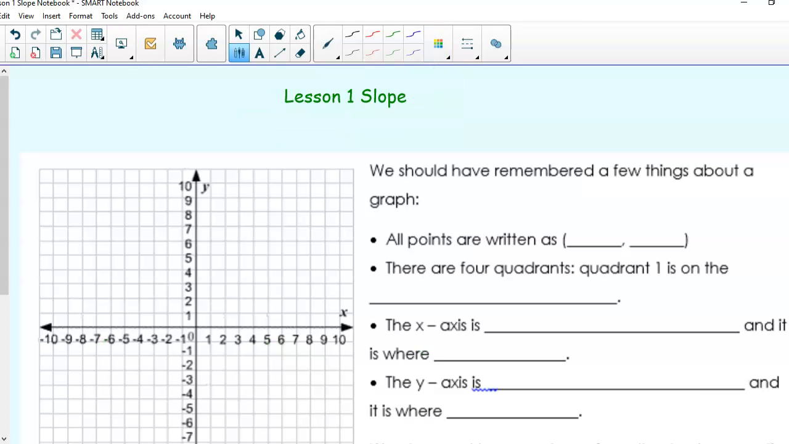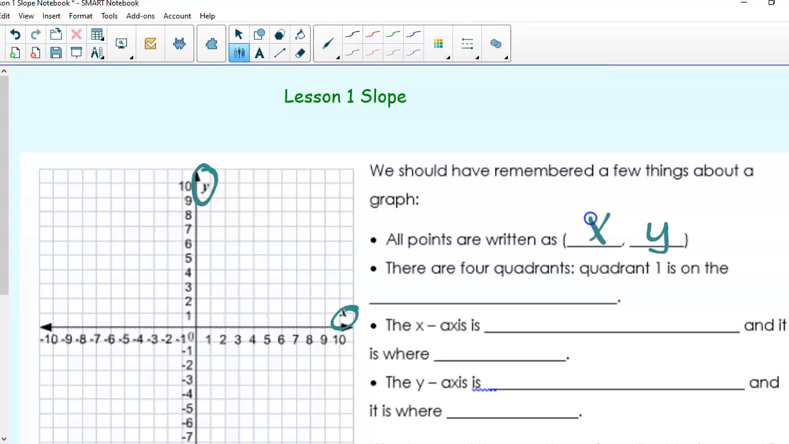The first part of your notes is just a basic review of graphs. These are some things that you should remember about graphs. All points are written in the form of x, comma, y. So your x value comes first, that's your left to right value, and then your up and down value, your y value, comes second.